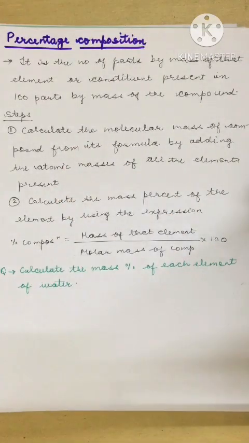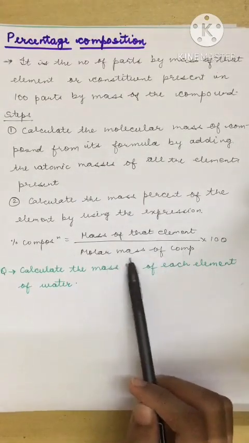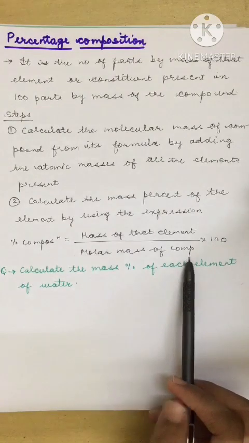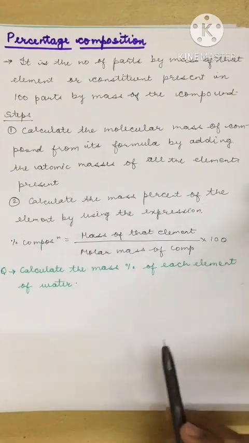Now what is the step to calculate the percentage composition? First, calculate the molecular mass of the compound from its formula by adding the atomic masses of all the elements present. Then calculate the mass percentage of the element by using the expression: mass of that element upon molar mass of the compound, which we calculated in the first step, multiplied by 100.